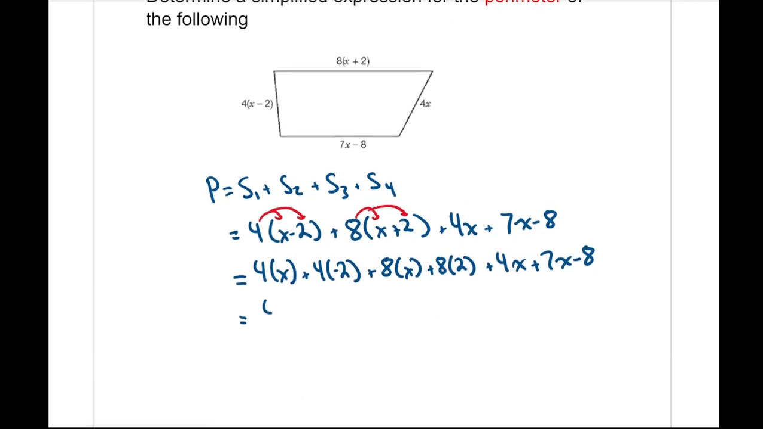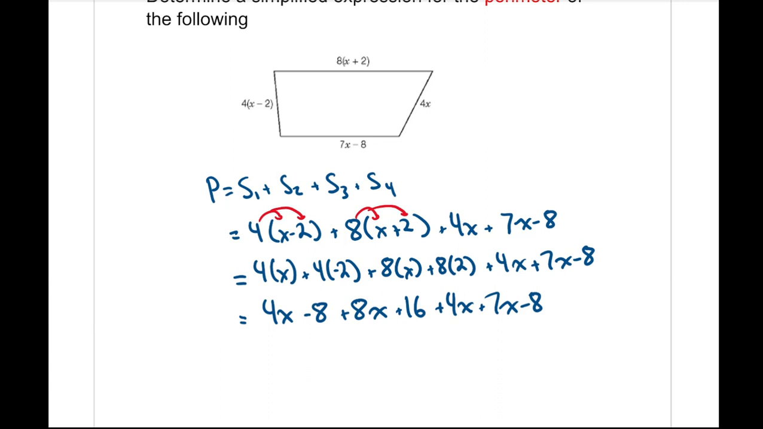4 times x is 4x. 4 times negative 2 is negative 8. 8 times x is 8x. 8 times 2 is 16. And again, the 4x plus the 7x minus 8 all gets carried over.